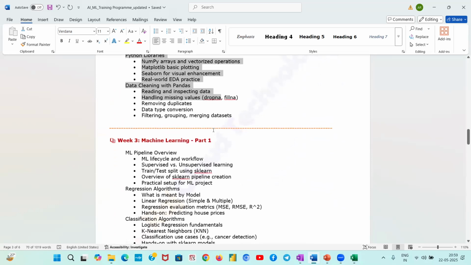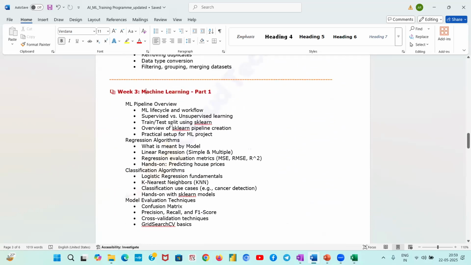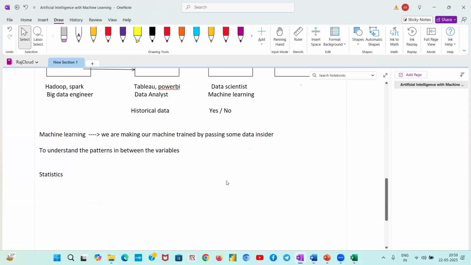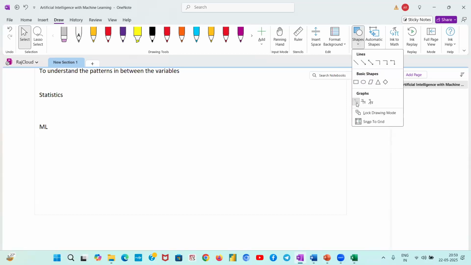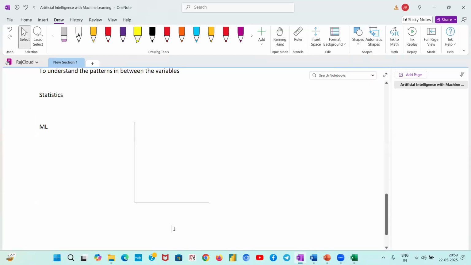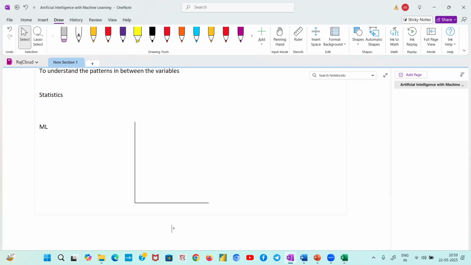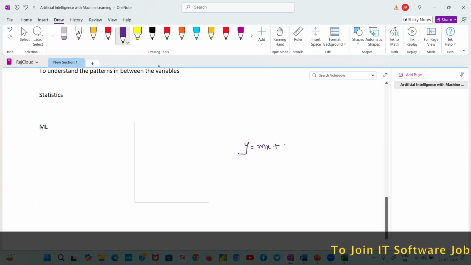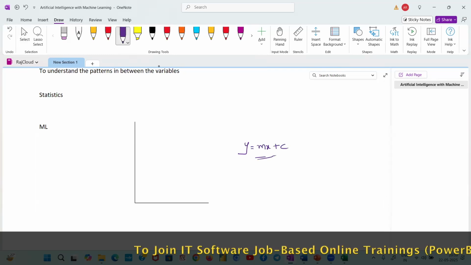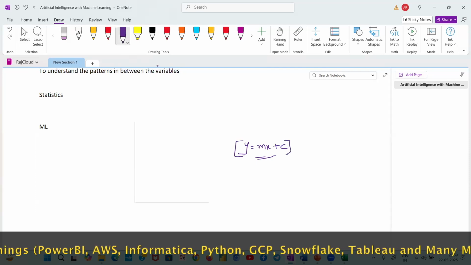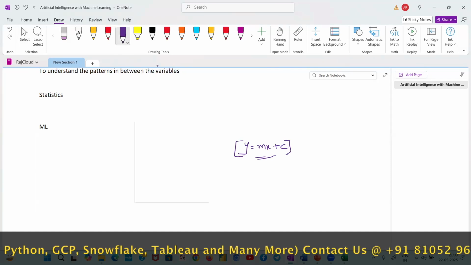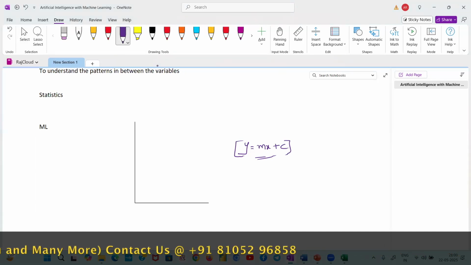Later, we are going to start machine learning in week 3. Under machine learning, there are several topics. If you remember from your childhood days, there is something called y is equal to mx plus c. How many people remember this one? y = mx + c is a mathematical equation, right? The straight line equation. Using this straight line equation concept, we are going to develop the machine learning models.